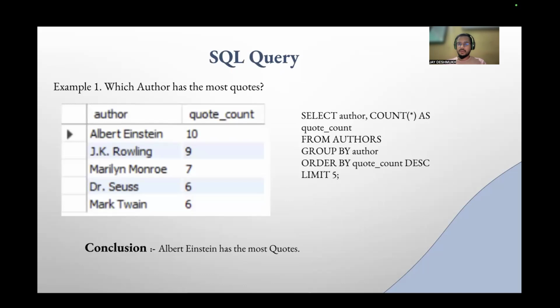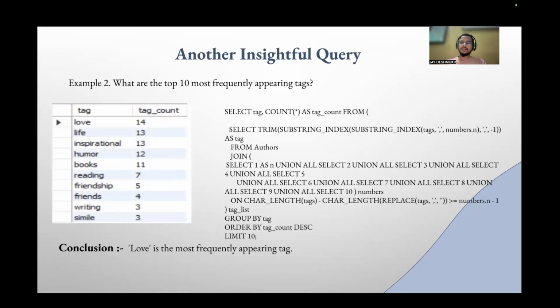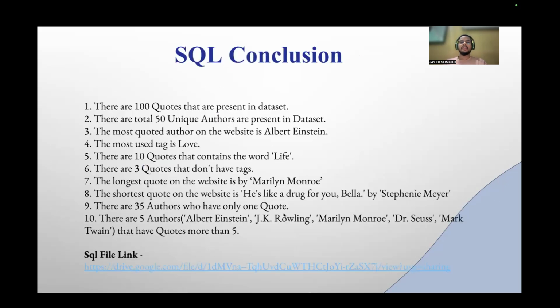So here are some examples of SQL queries, like which author has the most quotes, and this query we used, and then we found that Albert Einstein is the person who gave the most quotes. And the second example, you can see is the top 10 most frequently appearing tags. For that, we use this SQL query and found that love is the most frequently appearing tag. And then here are the conclusions which we found after performing all the SQL queries.